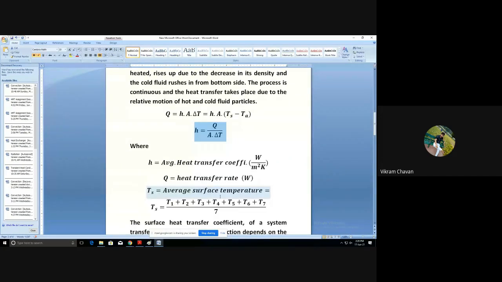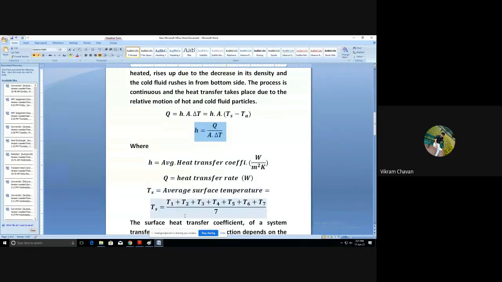Then Ts is the average surface temperature. So we have to take the average surface temperature, that is the addition of all the thermocouple temperatures divided by 7, which will provide you the average surface temperature, that is Ts.